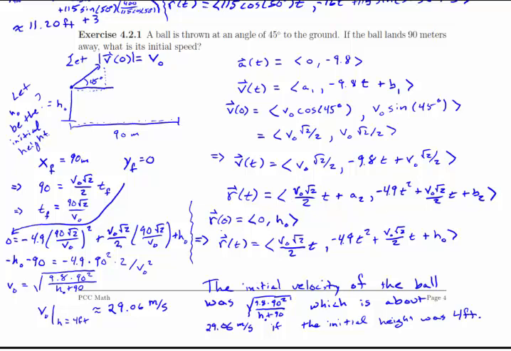We know that the initial position is 0 comma h naught, and we don't know h naught, but I'm just saying that is my initial height. I've said that over here. Also, I've defined it: let h naught be the initial height that the ball is thrown from.